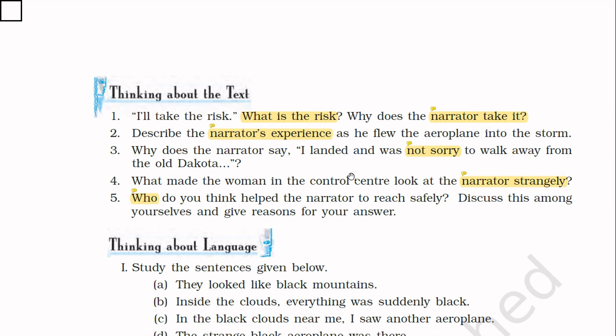And why does the narrator say, I landed and was not sorry to walk away from the old Dakota? Because he thought he was lucky to be alive. That is why he was not sorry.